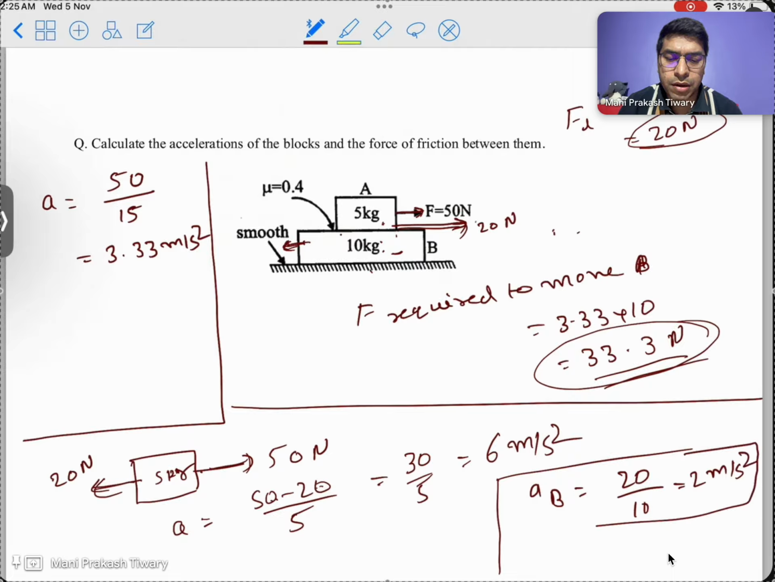In this question, both blocks will not move together. A will move with 6 meter per second square, and B will move with 2 meter per second square. Write this down here. Clear? I hope you understood this problem. Thank you.